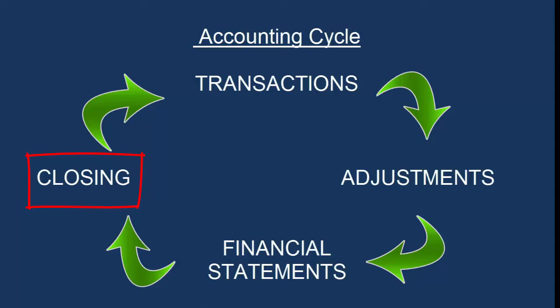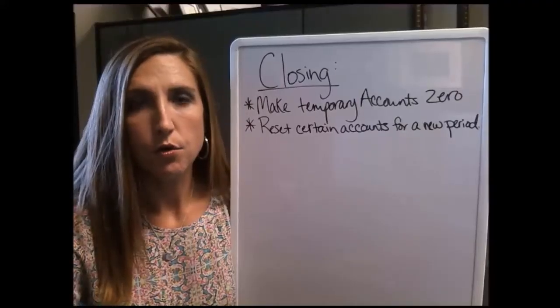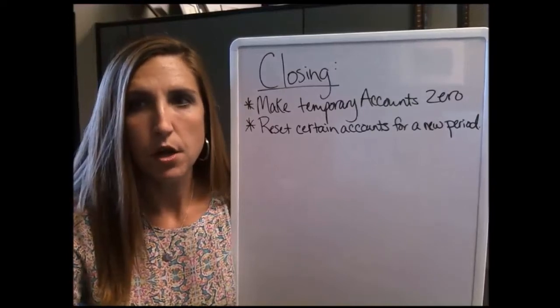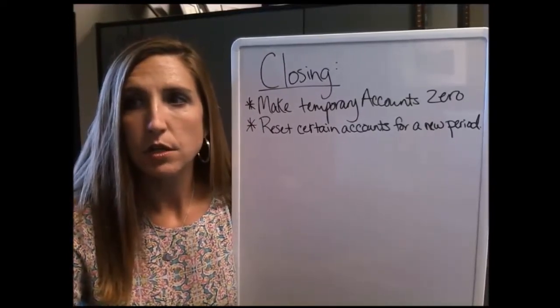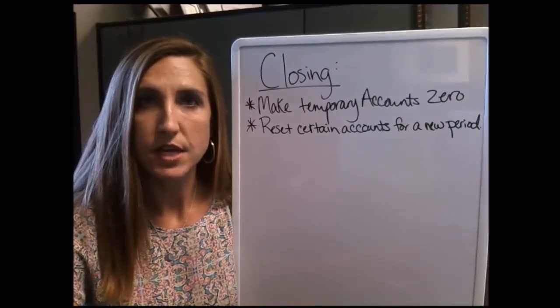The accounting cycle starts with what you learned in chapter 2, how to record transactions, and then it moves to adjustments for things at the end of the period, and then financial statements, which you learned in chapter 1. All of this culminates at the end of an accounting period, which is either a month, a quarter, or a year. And at the end of that month, quarter, or year, we close out our temporary accounts. So closing entries help us chunk our data into certain periods of time.